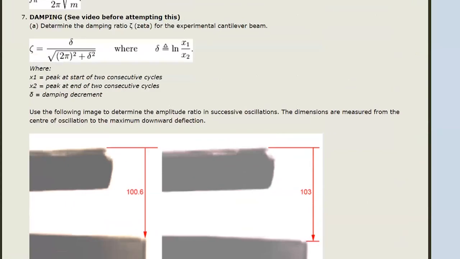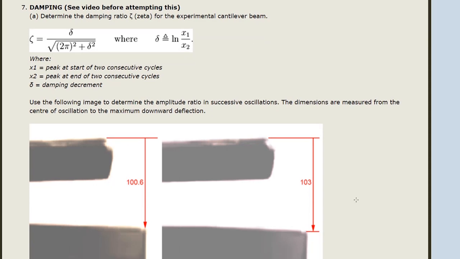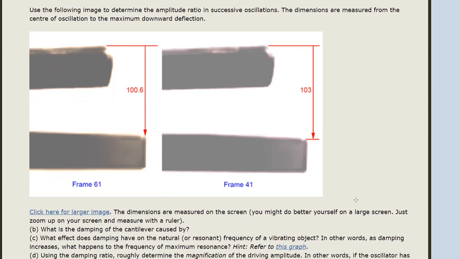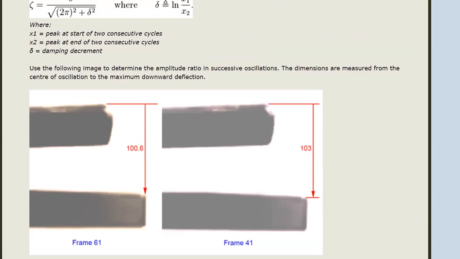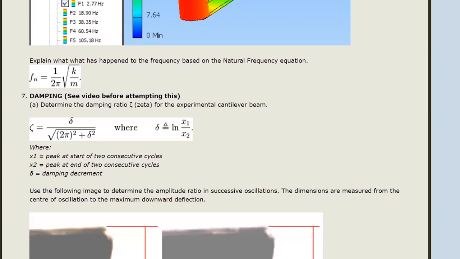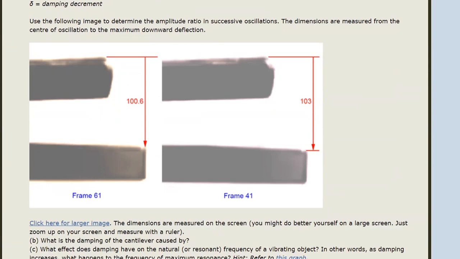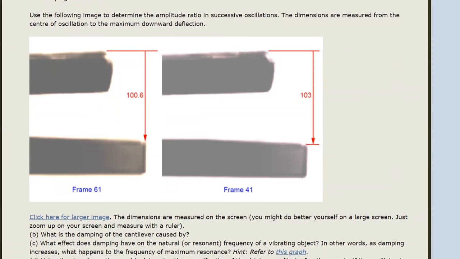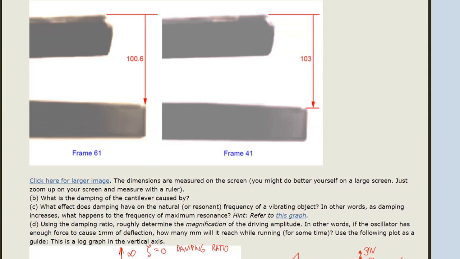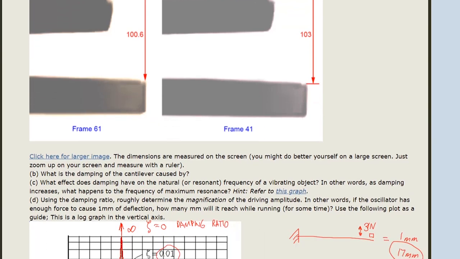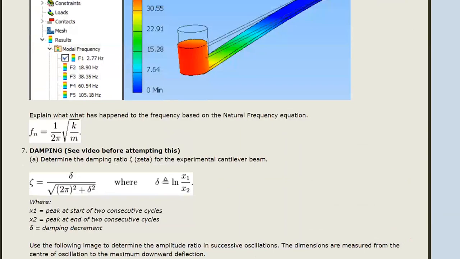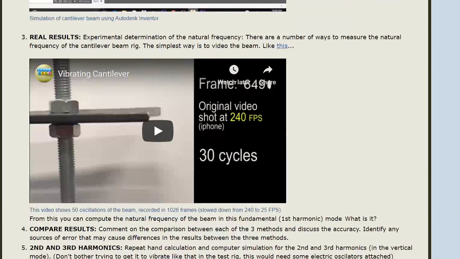Now, the damping ratio is sort of a little bit tricky to work out. Got a couple of formulas here we have to run through. But we can work it out from how much it changes between two oscillations. So we did a video of the vibrating beam, and the video was at 120 frames per second, I think. Should say somewhere. You can measure that image yourself. Oh, here we go. Now, that was 240. Oh, I think it comes from this one. So 240.